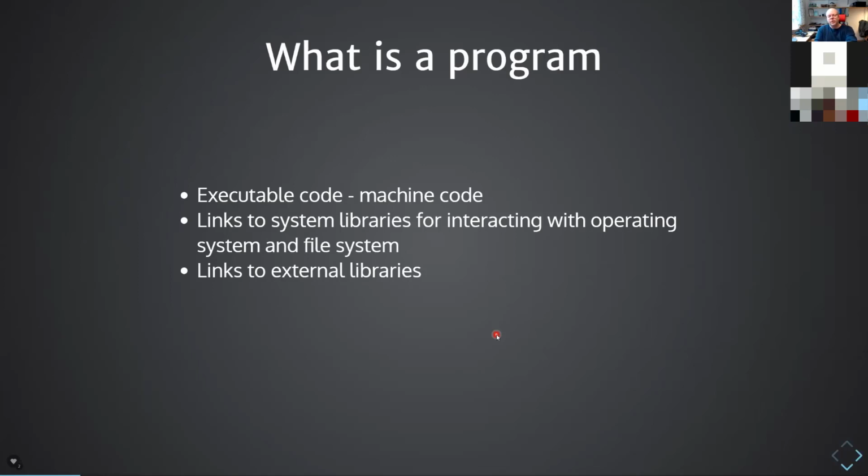When we compile Fortran code, the executable is actually machine code that is runnable directly on the processor. And that machine code links with system libraries or your own libraries to interact with the operating system. So you can have links to your system libraries and you can have links to your own libraries. Together that makes your program.